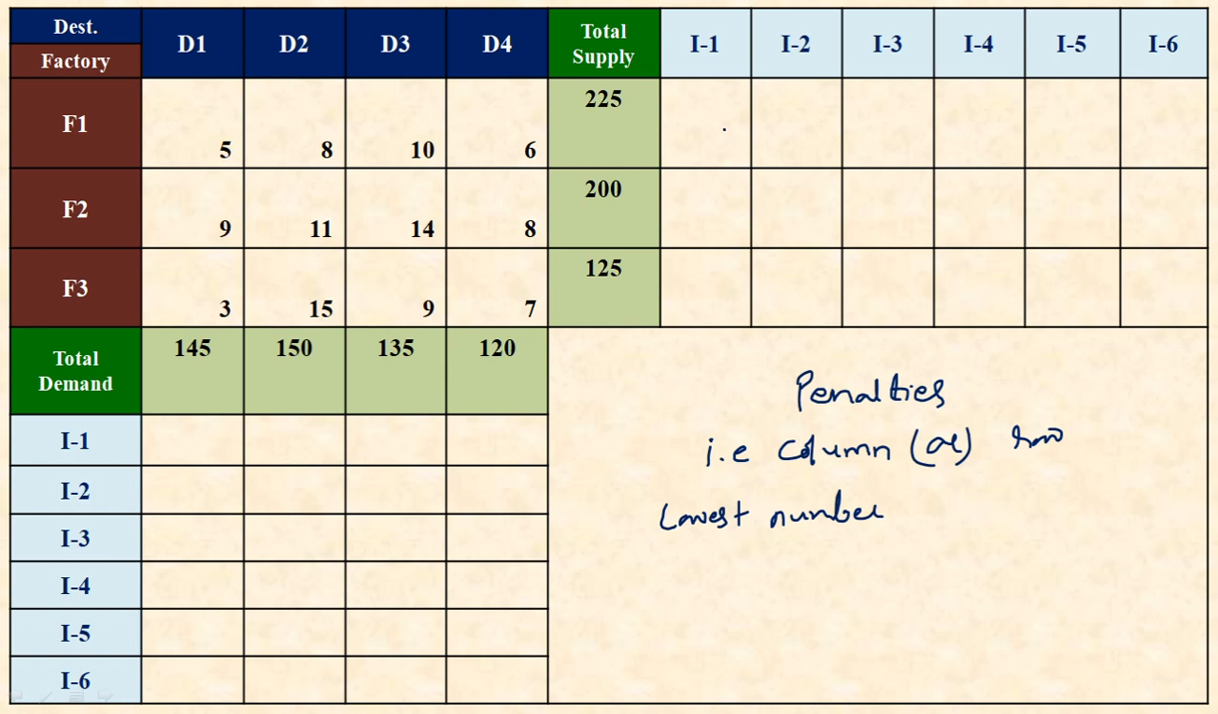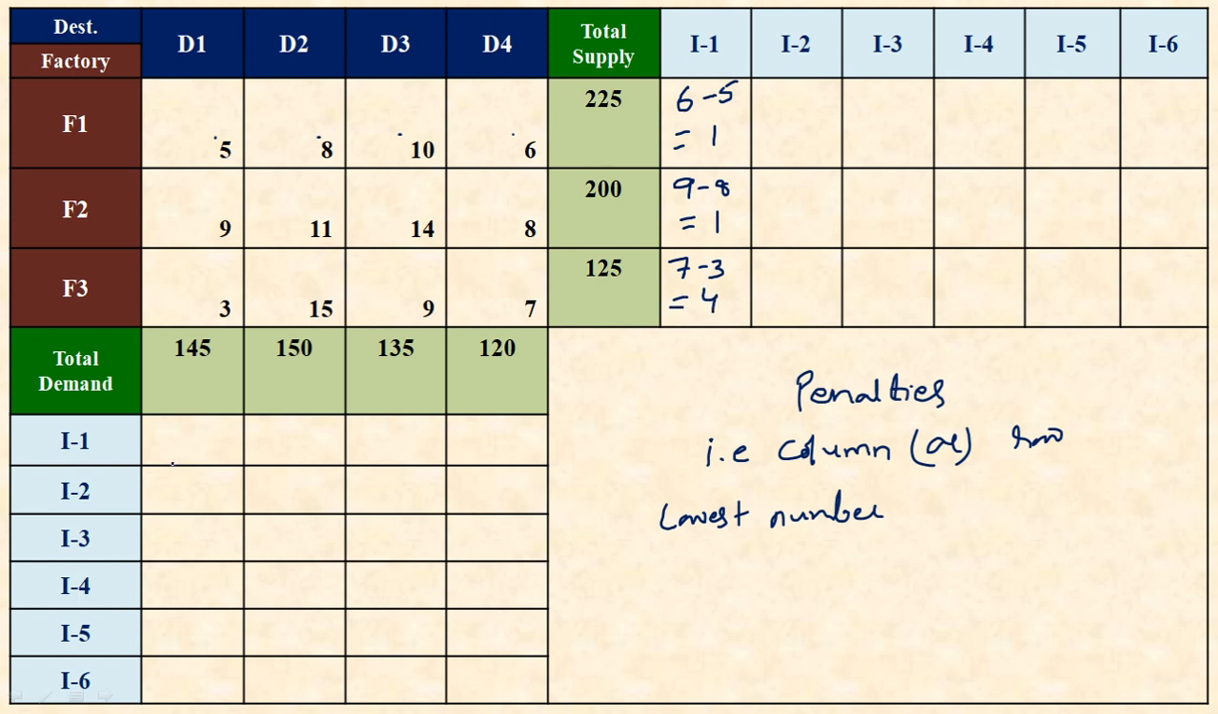First we start with the F1 column. In F1, how many numbers are there? 5, 8, 10 and 6. The lowest number is 5, and the next best number is 6. That means 6 minus 5 is equal to 1. In the same way, F2: the lowest number is 8, and the next best number is 9. That is 9 minus 8 is equal to 1. Third one, F3: 3 is the lowest number and 7 is the next best number. 7 minus 3 is equal to 4.